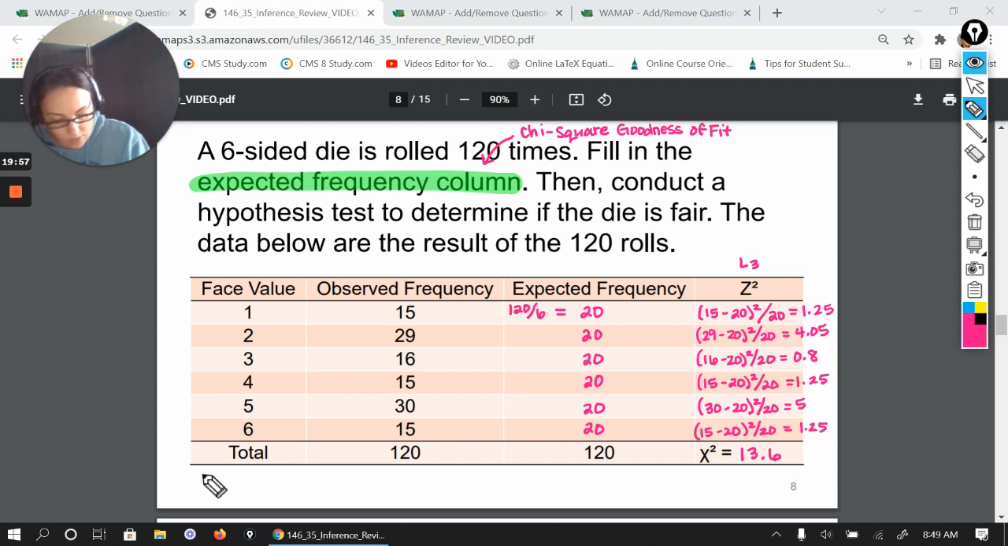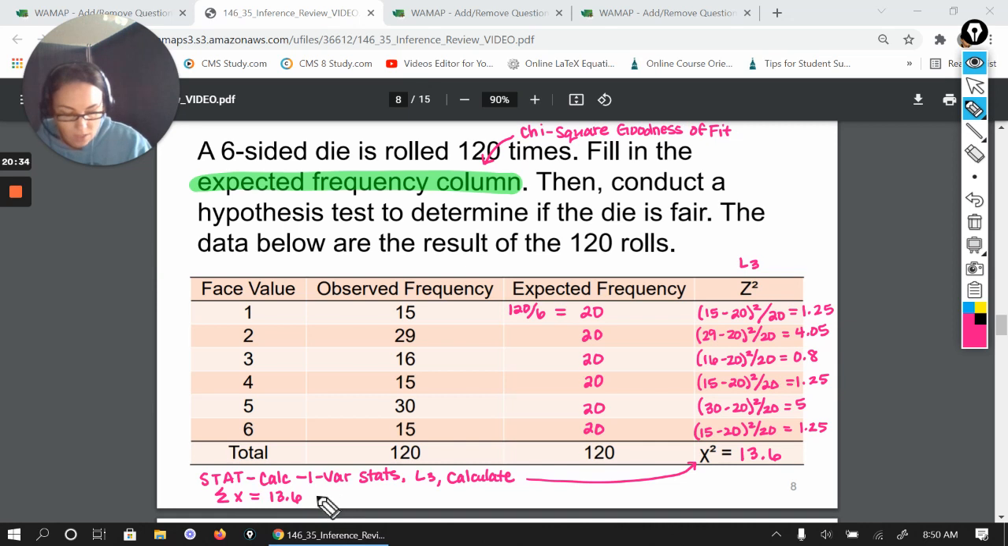If you have a TI-84 calculator, you would do Stat, and then go to the Calc menu, choose 1-Var Stats with List 3, and then choose Calculate. This is another way that you could find the chi-square if you didn't want to take the time to add up all of those numbers. The chi-square is going to be the sum of x, so it'll look like the capital sigma x, and that is also 13.6. So again, this is the chi-square test statistic.